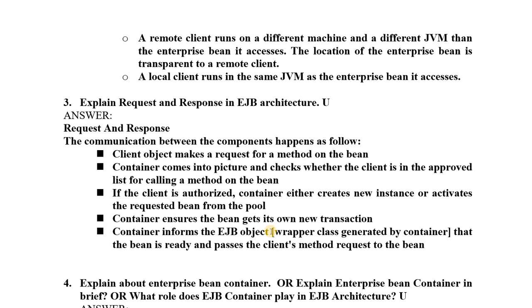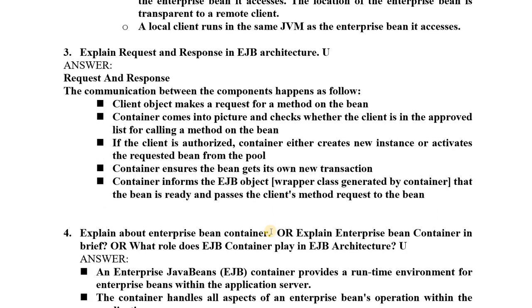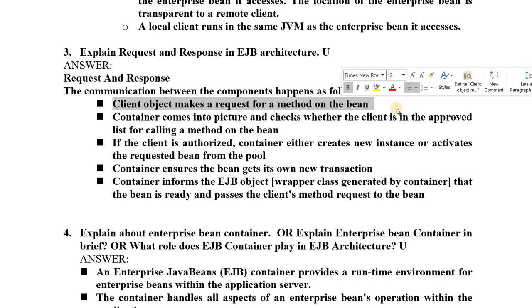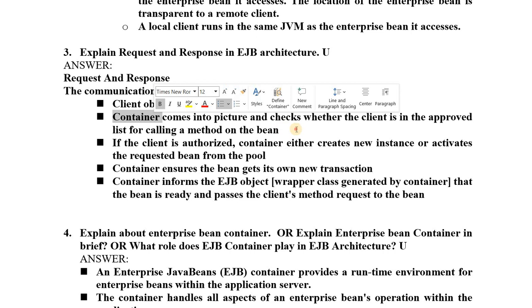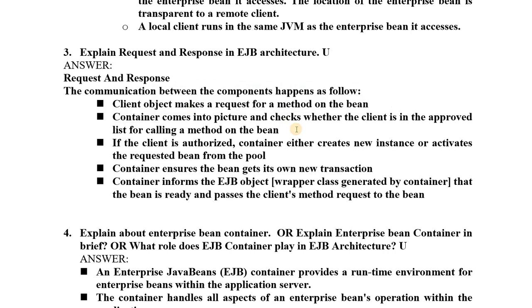Now, the next aspect of this answer that we are going to cover is the request and response. How do all these components communicate with each other? Right from your server to your client, how does the entire communication take place? So, the client object makes a request for a method on the bean. So, the client object requests the EJB's method. The container comes into the picture now. Remember, the container handles everything which is related to the EJB. It handles the entire runtime environment for the EJB.